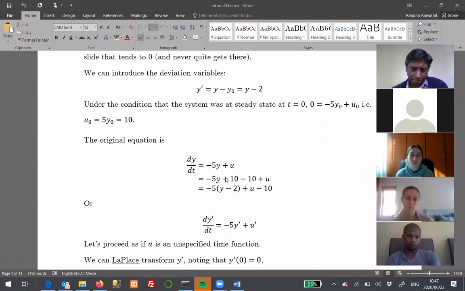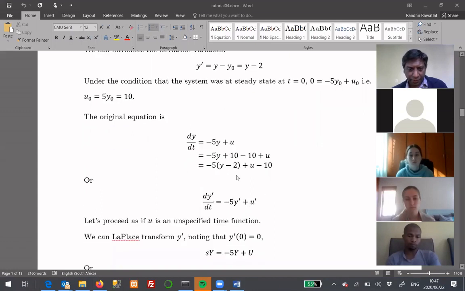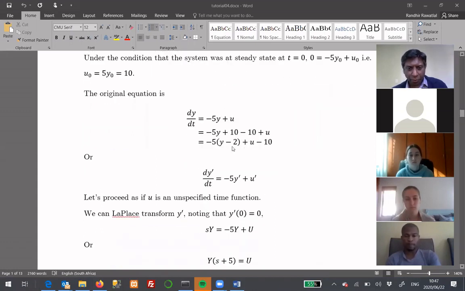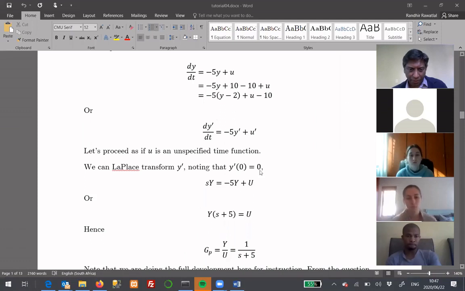So we can write that in here. We can say minus 5y plus u, if we say plus 10 and minus 10, just to add a 0. And then we can group in here y minus 2. And then we can rewrite this as u minus 10. Then we can say our deviation variable y minus its steady state value is y dashed, and u minus its steady state value is u dashed. And so now we have the deviation form of the equation. And we Laplace transform this. So this becomes sy, this becomes minus 5y, and this becomes a capital U.